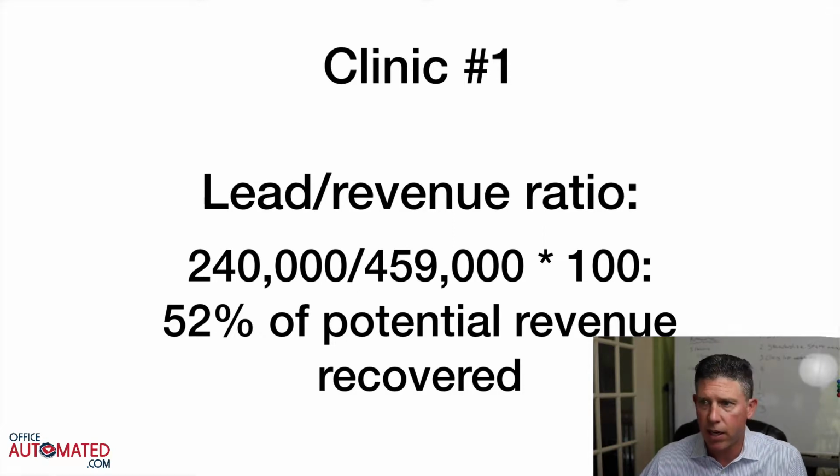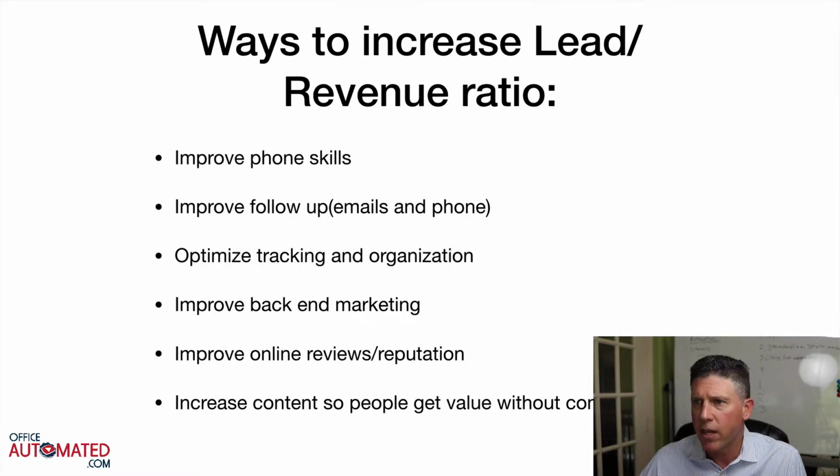And again, this is clinic number 1, but we have a lead revenue ratio of 240,000 divided by 459,000 of potential revenue at a 90% sign-up rate. So that's a 52% potential revenue recovered as well, which correlates with the consult scheduled efficiency. Okay, so we can actually just use the lead revenue ratio and the consult scheduled efficiency ratio interchangeably. So what are some ways to increase the lead revenue ratio?